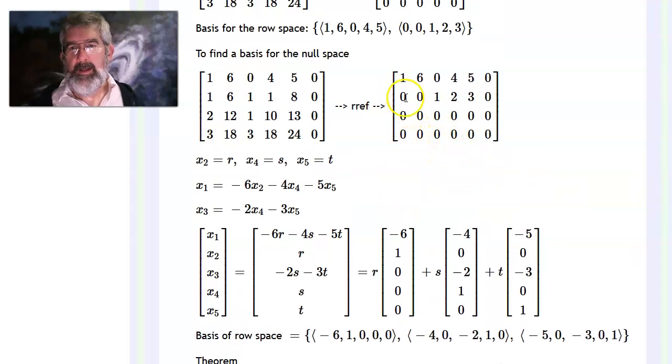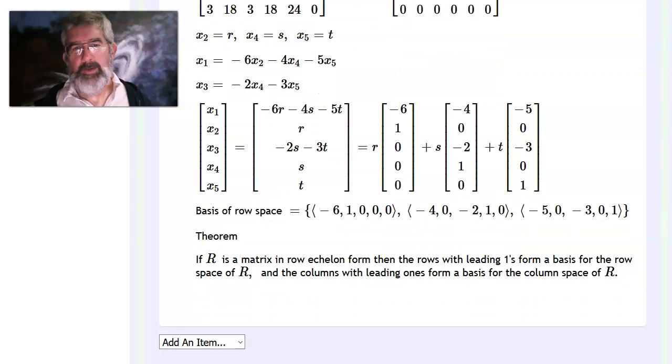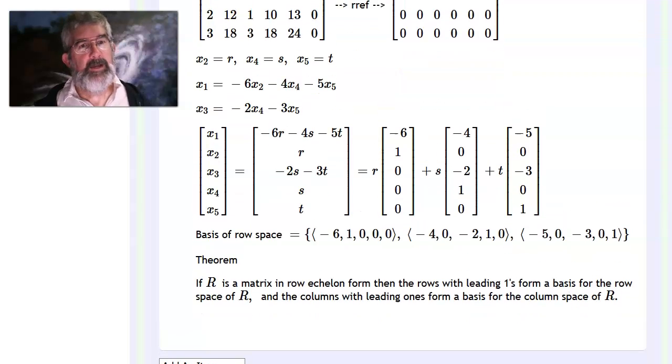In this reduced row echelon form, these two rows were the basis for the row space. It turns out that these two columns are a basis for the column space of this matrix, not of that one. We'll have to talk about that in the next video. But row echelon form is going to be nice for us to identify independent rows and independent columns. We will look at the column space in the next video.